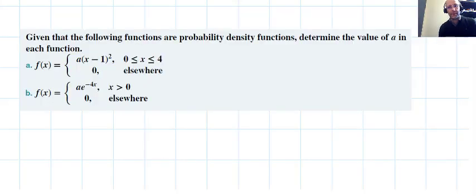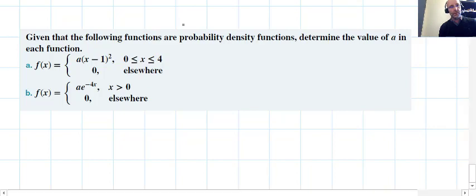Last part of the video, second example. Given that the following functions are probability density functions, so that's a given. Those attributes and conditions that we were checking for in the previous example are given now. Okay, so we're going to apply that. We have to determine the value of parameter A in each case for these two functions here.